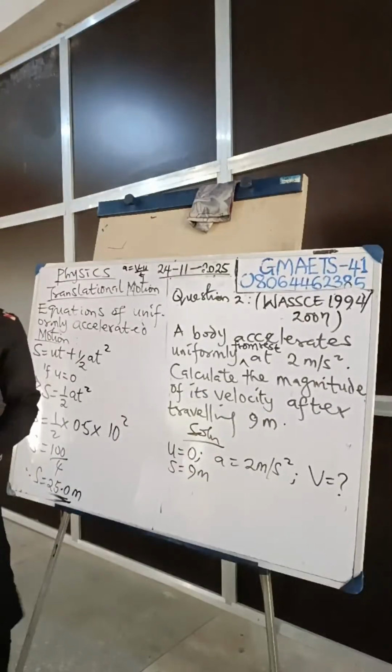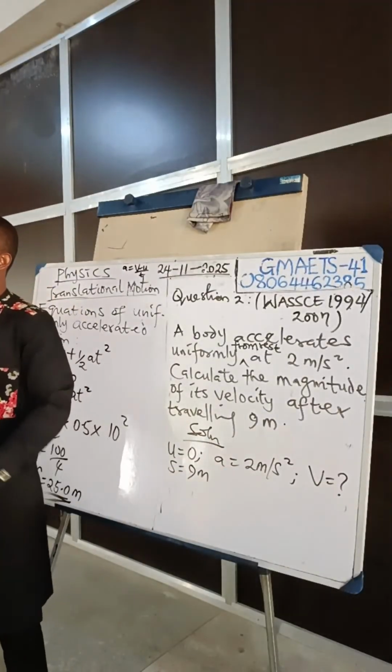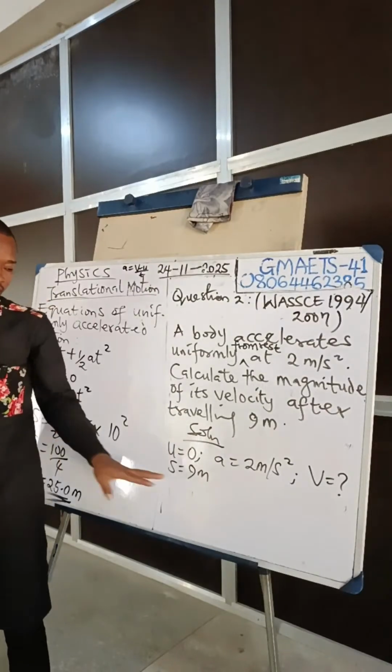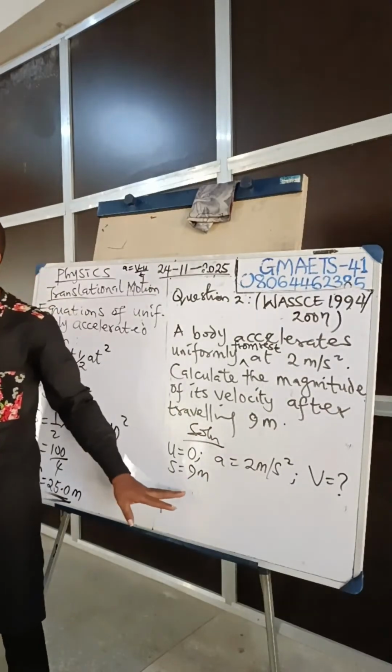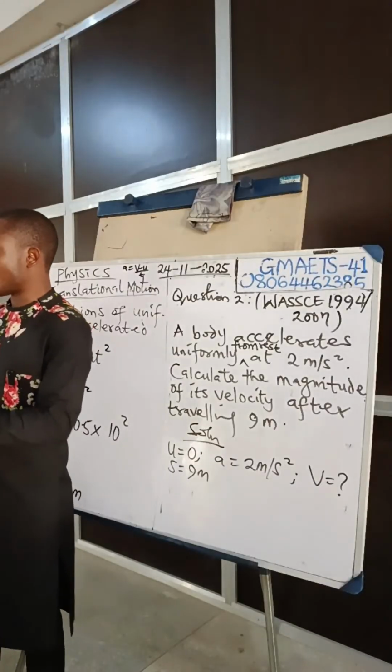Now let us select our equation. Look at the data we have here. Which equation of motion fits it? Look at the data given to us, and we are looking for V. Which equation of motion fits it? Have you checked your equation of motion?